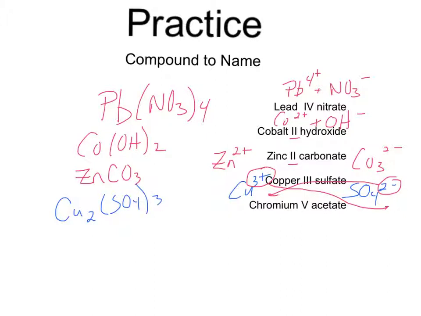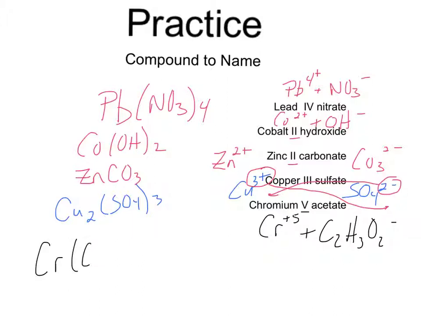And then the last one here, chromium, Cr, and it says it has a plus 5 charge. I'm going to add that to acetate, which has a negative 1 charge. So I'm going to need 5 of those. So I'm going to write chromium, and then I'm going to put in parentheses my acetate, my polyatomic ion for acetate, which has my negative 1 charge, but I'm going to need 5 of them.